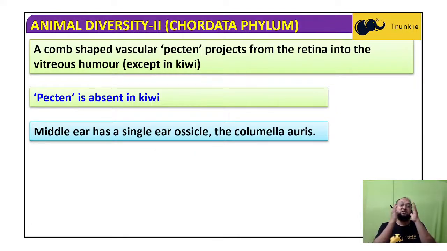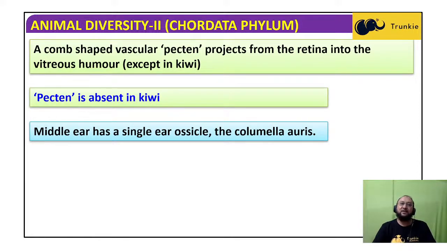What is it? There is a space behind the pupil, where the light enters. From there to the lens there is aqueous humor, and from the lens to the retina there is vitreous humor. So a small comb-shaped vascular pecten projects from the retina into the vitreous humor, which is not found in mammals. Except in kiwi, it is found in all birds. Pecten is absent in kiwi.